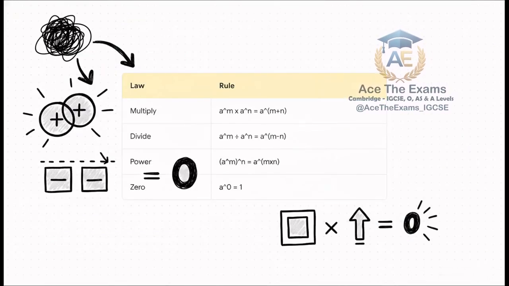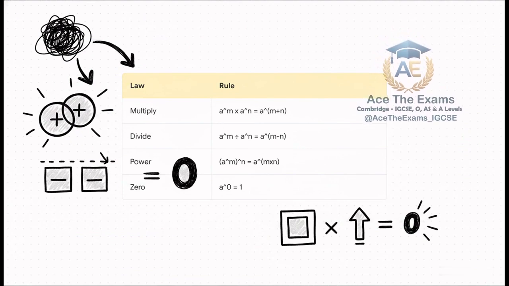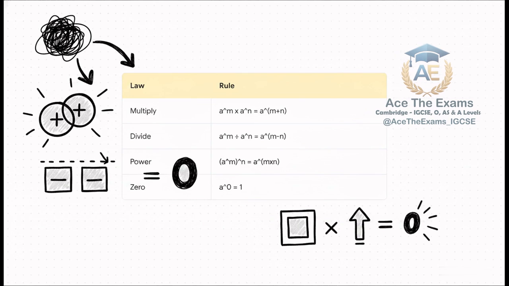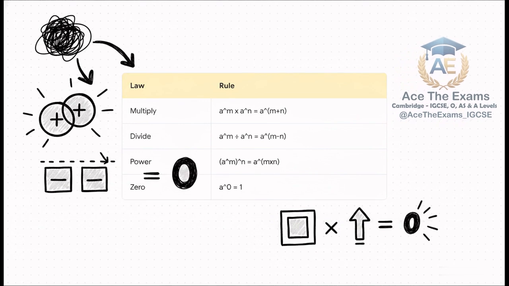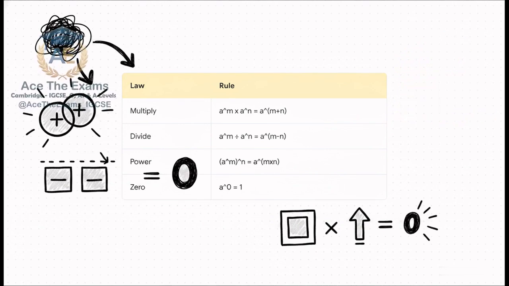I need you to take a mental screenshot of this table right now, because these 4 core laws are the absolute foundation of your algebra arsenal. Let's break them down. First, as we just proved, when you multiply terms with the exact same base, you just add the powers. Simple. Conversely, when you divide terms with the same base, you do the opposite. You subtract the powers, m minus n.